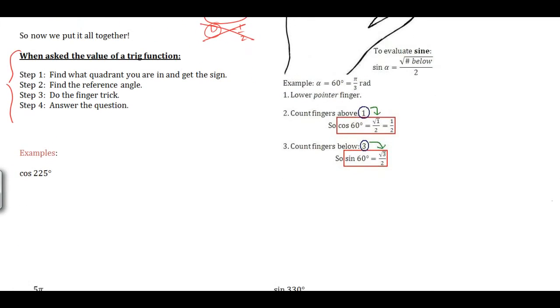So are you ready? Let's try cosine of 225. Panic. So first thing my brain is thinking is, where the heck is 225? Well, I know here's 180. I know here's 275. So it's down here.